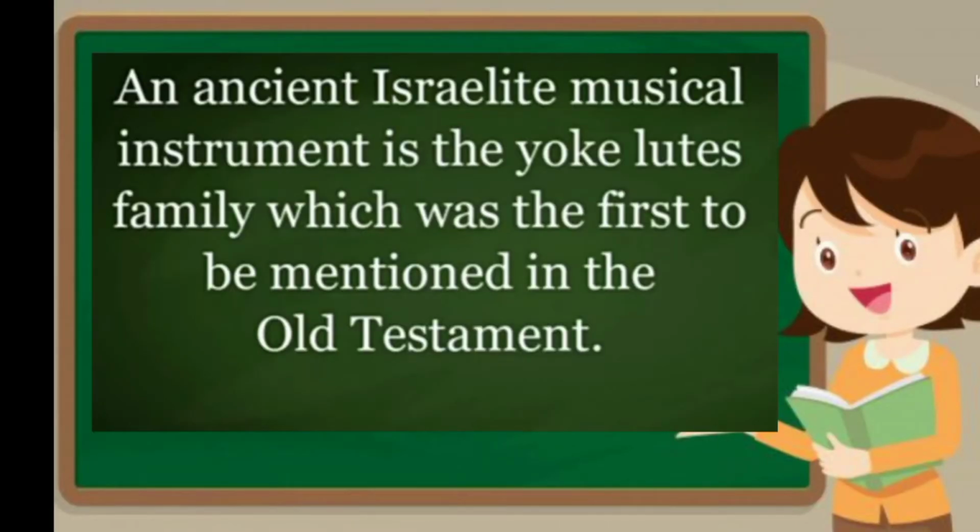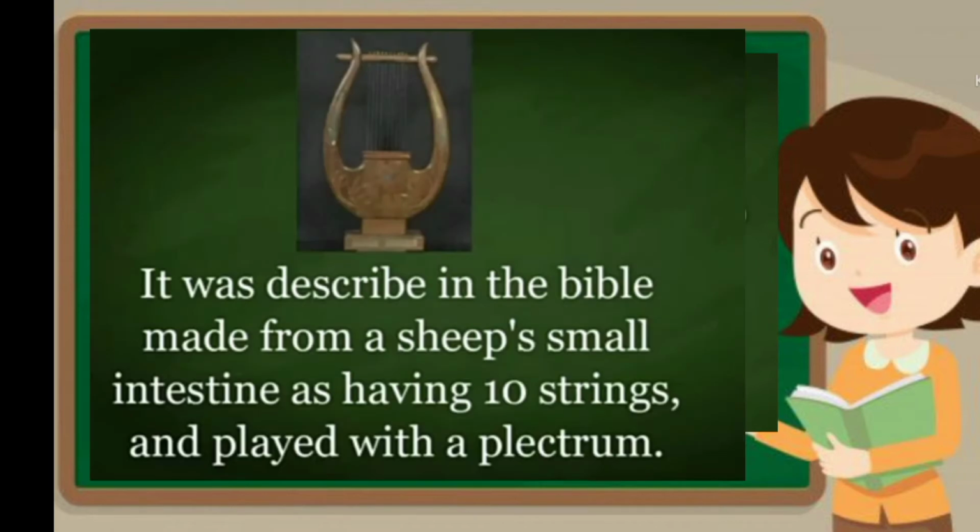Another musical instrument of Israel is the lute, which was the first to be mentioned in the Old Testament. It was described in the Bible that it is made from a sheep's small intestine, having 10 strings and played with a plectrum.